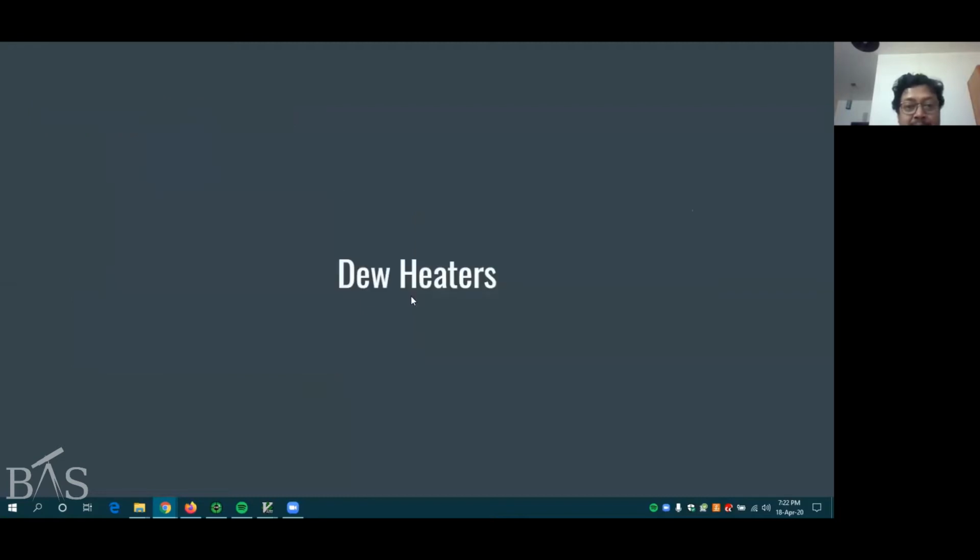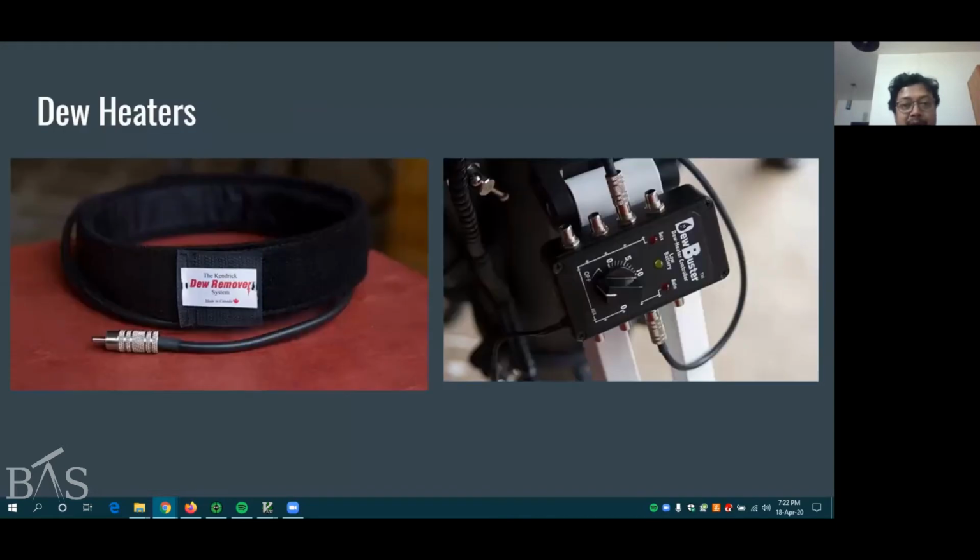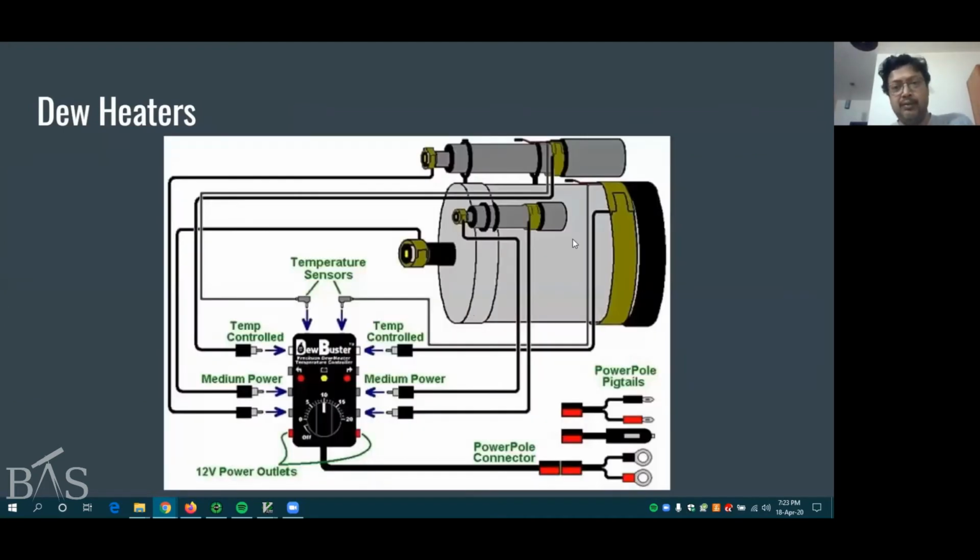Okay, I'm going to rush over all these things and spend more time on some of the important stuff that I wanted to discuss today. One of the important things that we use is the dew heater. Dew is a common problem. Dew heaters come with a dew strap and a controller. So you would put the dew strap around your scope, and typically it will go into a dew controller, and ultimately you'll power up the dew controller from your power source.